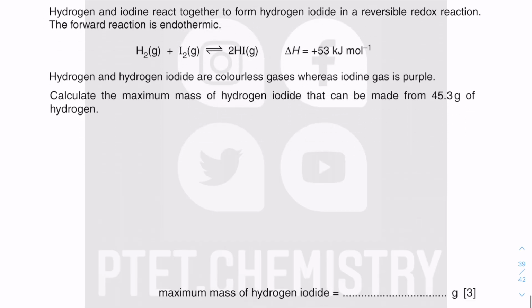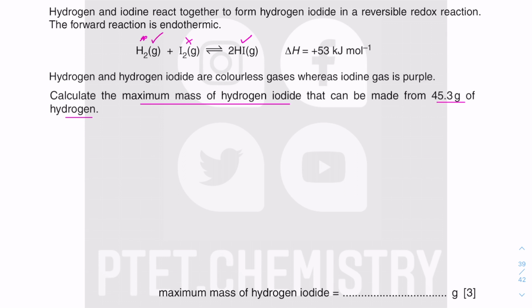Let's continue to the next problem. These are the last two questions in this lecture tutorial. I don't want to spend too long in this lecture tutorial, otherwise it becomes a bit tedious. So let's do this. They want the maximum mass of hydrogen iodide that can be made from that much gram of hydrogen. So you want this one and you have this one. We don't care about the iodine.